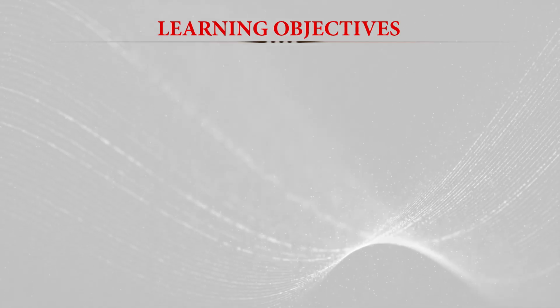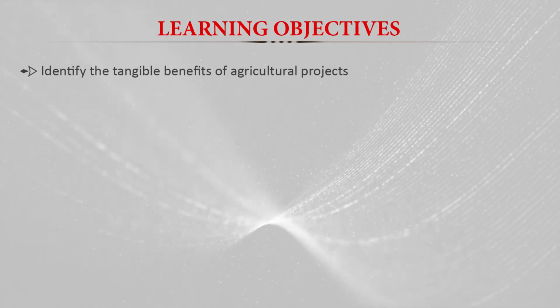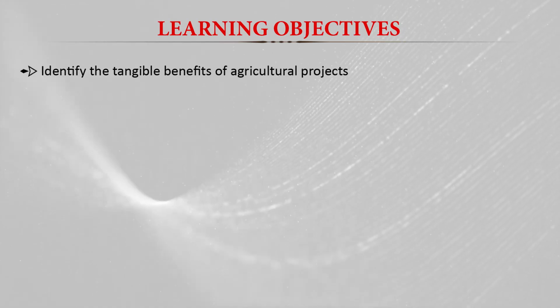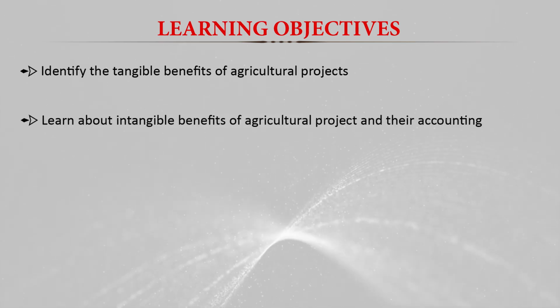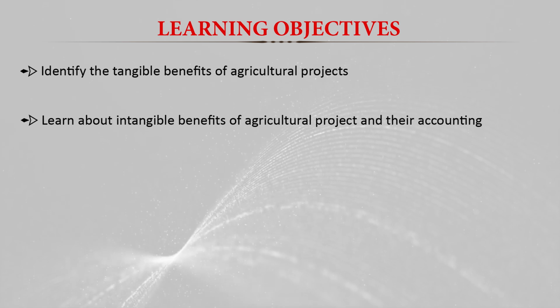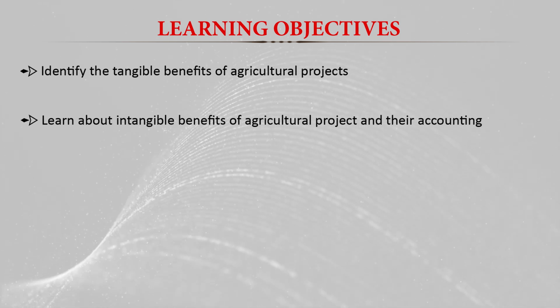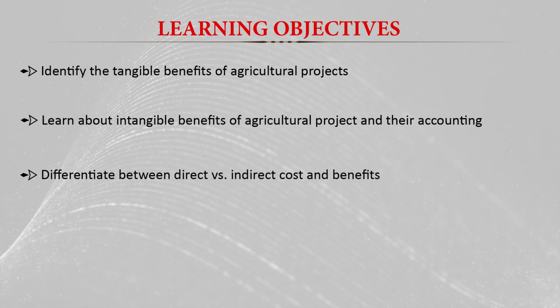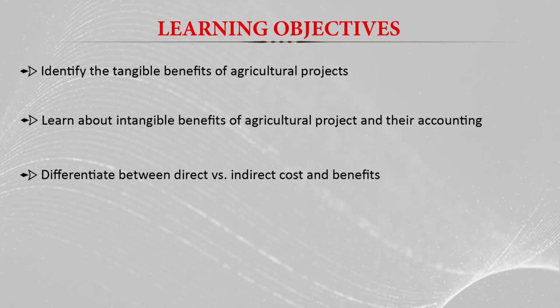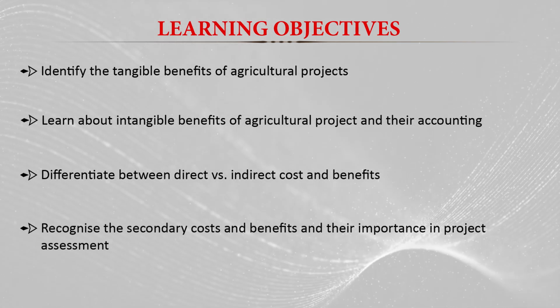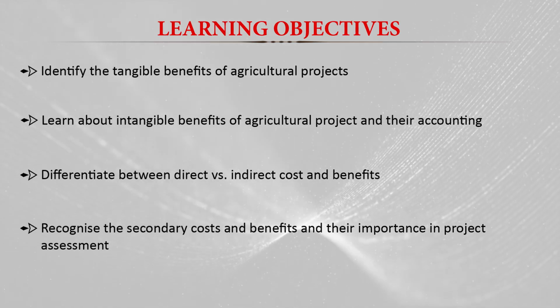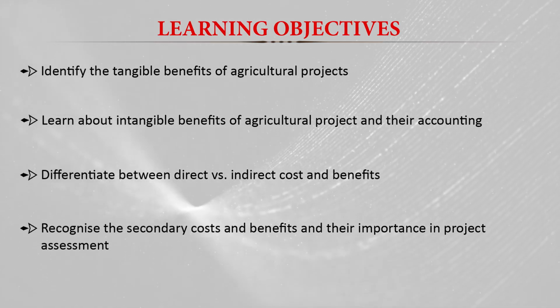The learning objective of this session is to identify the tangible benefits of agriculture projects. There are different types of agriculture projects, mainly an increase in the production or improvement in the quality of the production. Then we will learn about the intangible benefits of agriculture projects and their accounting methods for the economic analysis. Then we will differentiate between direct and indirect costs and benefits, and we will also recognize the secondary costs and benefits and their importance in project assessment.